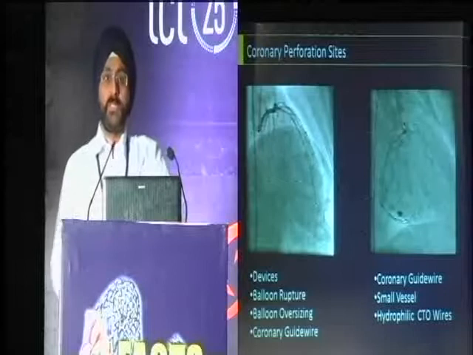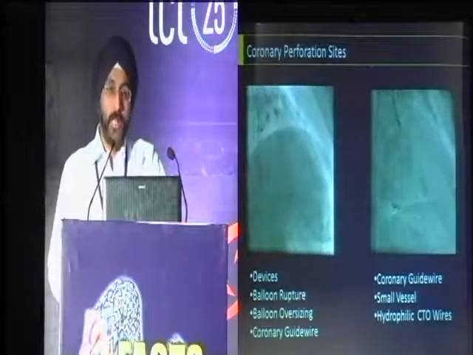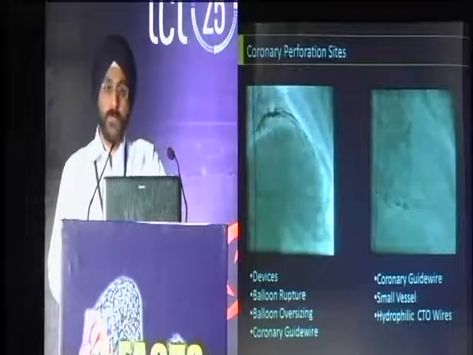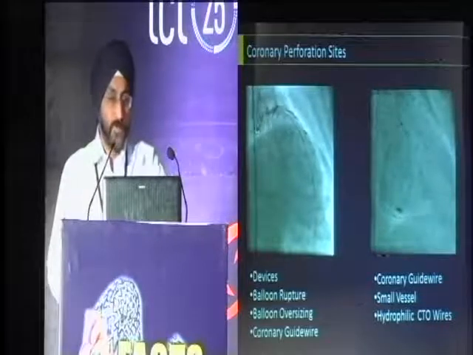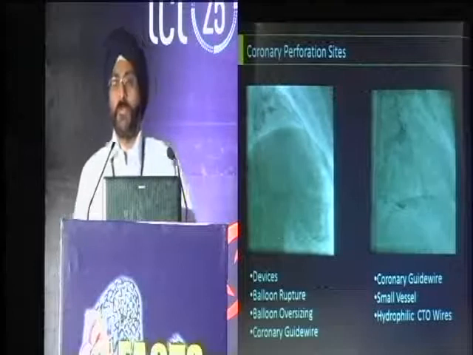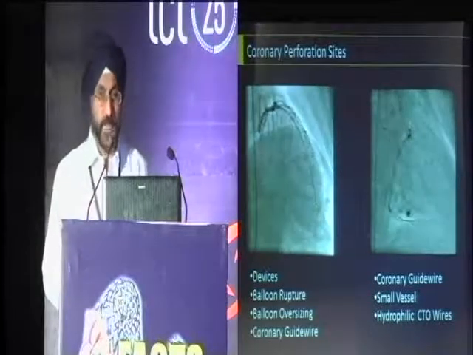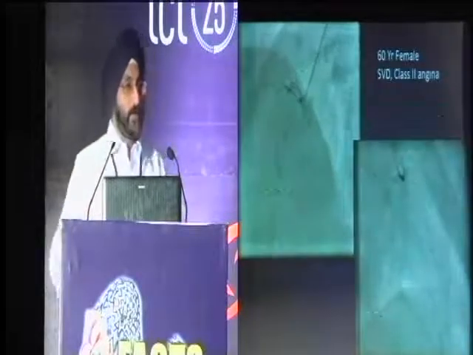Definitely balloon oversizing is one of the major culprits, and it is said that if you are using a 1.2:1 balloon with a pressure of more than 10 or 12 atmospheres, it predisposes a person to a higher incidence of coronary perforation at the point of stenosis. And obviously in a CTO, if you have gone through a false lumen or through a collateral and try to inflate a balloon, you will induce perforation, even with the guide wire also. Now I'll run through these cases.